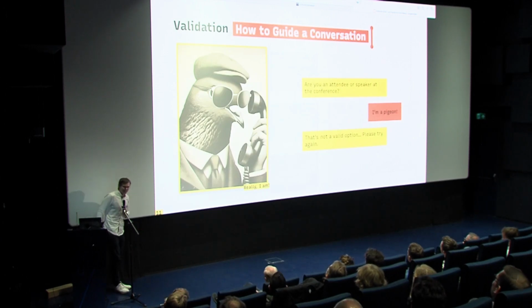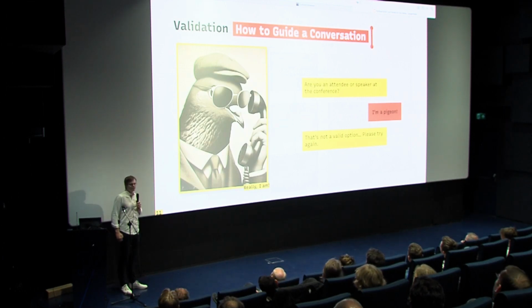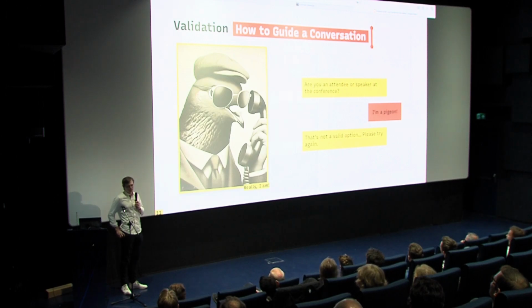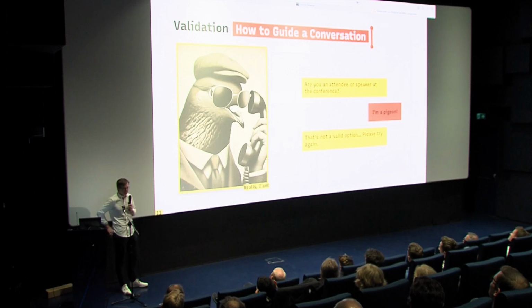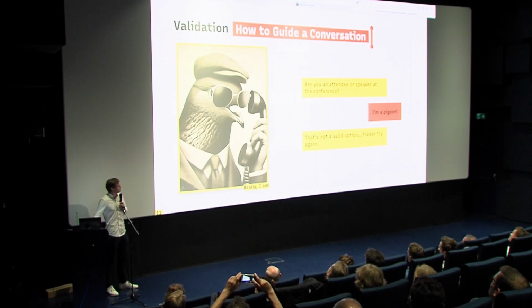So, back to our initial problem. Why does our caller here take 12 seconds to find out that actually you can't come to a conference as a pigeon? You have to be either a participant or a speaker, or rather an attendee or a speaker. We've dealt with the initial problems, but now let's look specifically at validation, because it's at the core of how you would guide a conversation with a user.